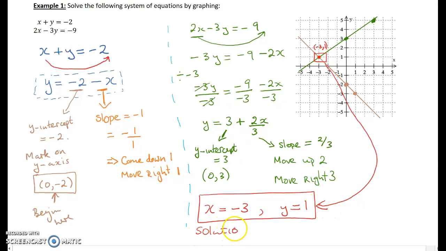Now you can check those if you like by putting both those numbers, -3 and 1, in for x and y in both equations, and you'll find out that they happen to be true. So that's how you do it. Write both equations in slope-intercept form, and then take one equation at a time, mark its y-intercept on the graph, and then figure out, using the slope, where the next point should be. Repeat that with the other line, and where they meet, in other words, where they intersect, the point of intersection, that's going to give you your answer. Okay.